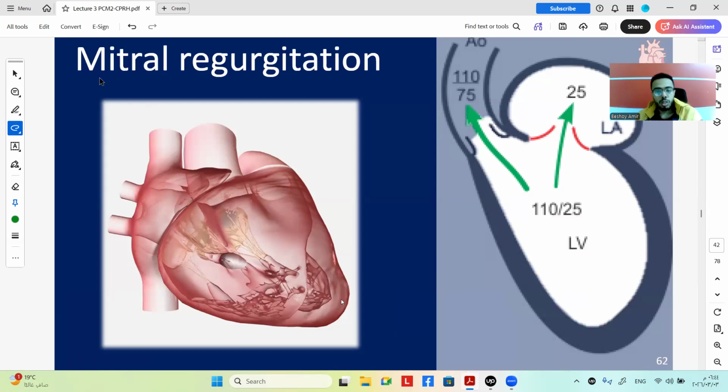Then we are talking about mitral regurgitation. So, what is the most common valve to be affected in rheumatic heart disease? Mitral. And what is the most common problem in the mitral to happen? Mitral regurg or stenosis? Most common is stenosis. Mitral stenosis is greater than mitral regurg. Great. That's right.